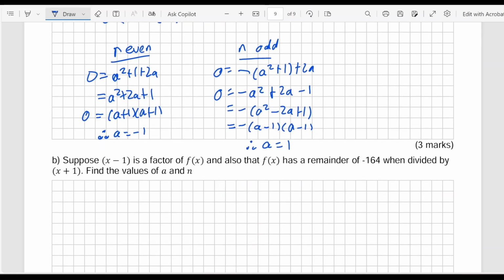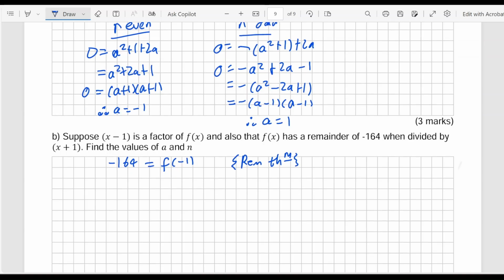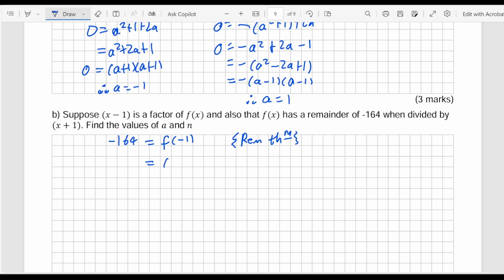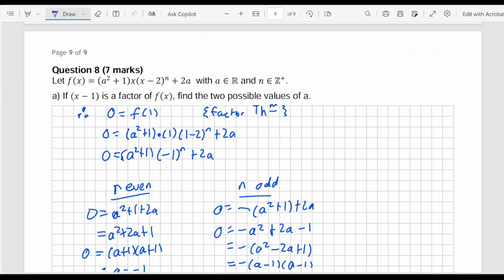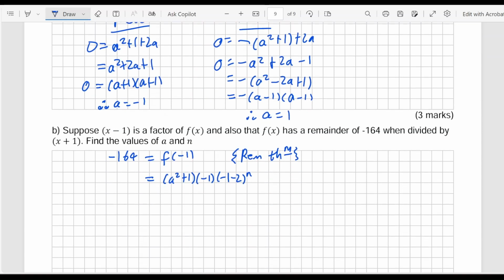All right. Suppose now that we already knew it has a remainder of -164, find the values of a and n. So -164 should equal f of -1. That's what it's saying by the remainder theorem. So let's see if we can calculate what f of -1 is. So this is going to be a squared plus 1. X is -1. It's going to be -1 take 2 to the n. And then it's going to be plus 2a.